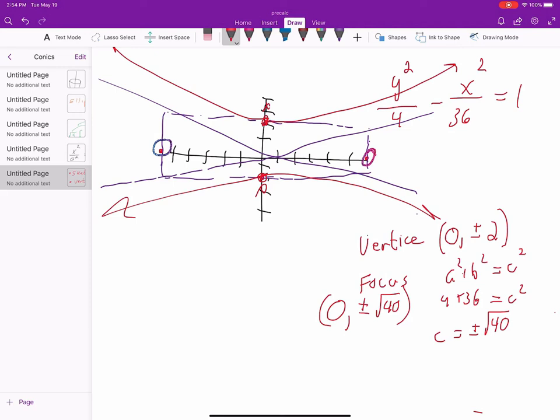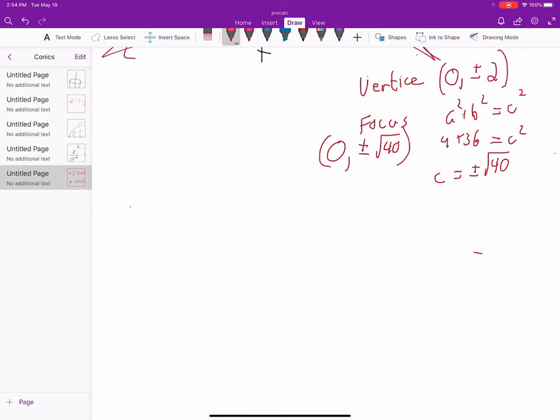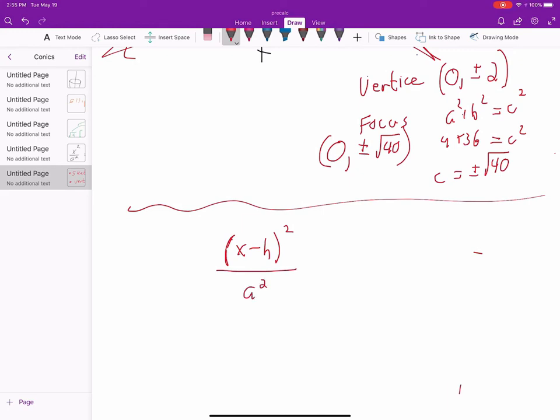Since you're so good at these darn hyperbolas, how about this? What happens if the center's not at (0, 0)? Then you're going to get (x minus h) squared over a squared, minus (y minus k) squared over b squared equals 1.